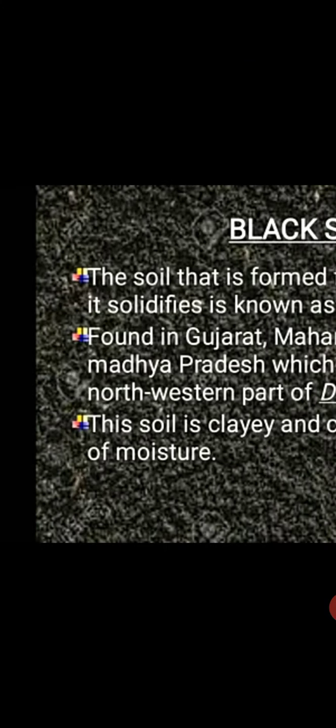Then we have black soil. This soil is formed from lava after it solidifies. This type of soil is found in Gujarat, Maharashtra and Madhya Pradesh, which lie in the northwestern part of the Deccan Plateau. This soil is clayey and can retain a lot of moisture. The crops grown in black soil are cotton, tobacco, millets, oilseeds, wheat and sugarcane.